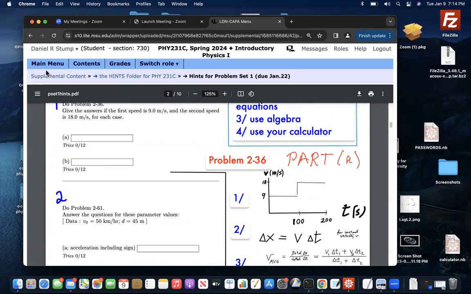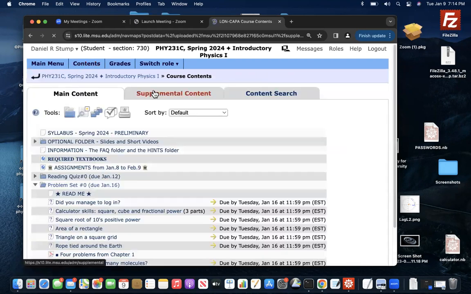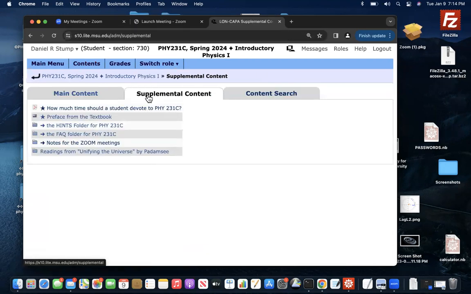So try to do the problems without the hints. But if you are stuck and you can't figure out what to do, peek at the hints. And the hints will get you started working on the problem.